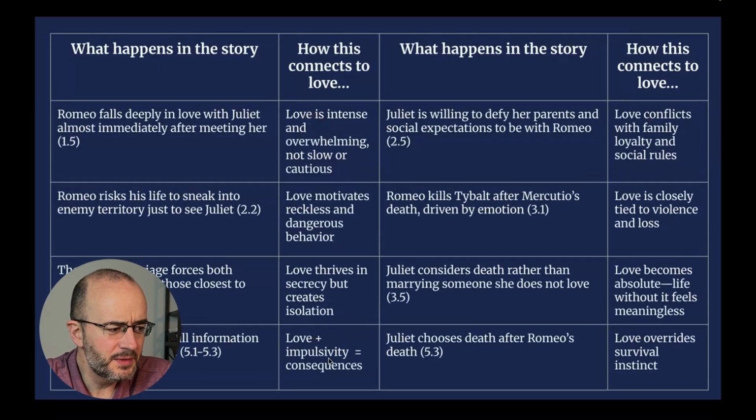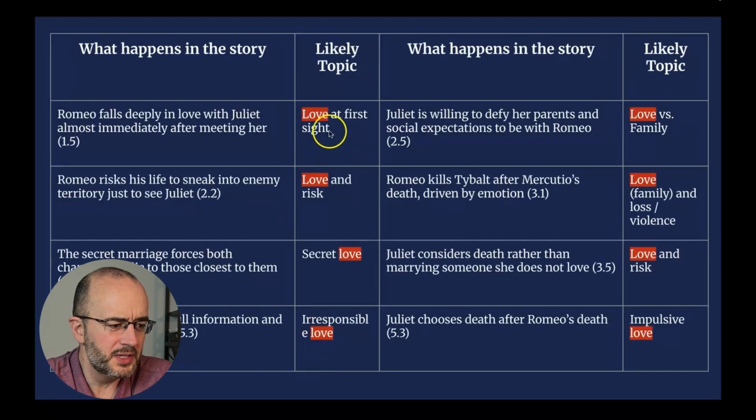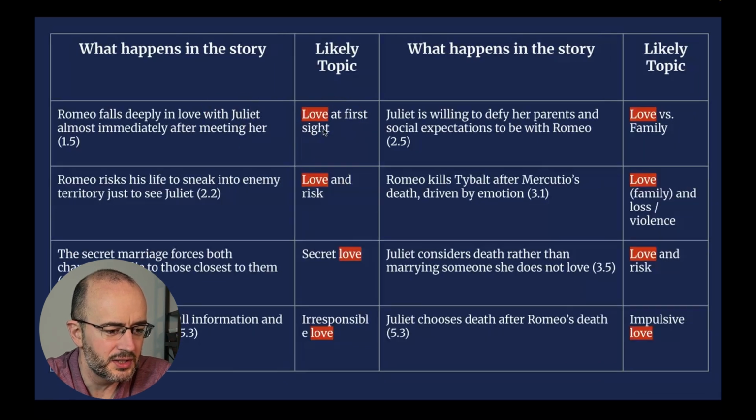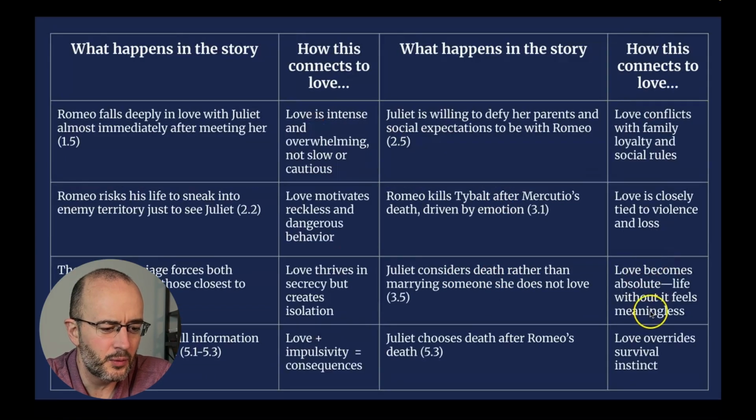And it seems that for each one, I'm going into a little bit more depth. For example, love at first sight. How this connects to love seems to be that love is really intense and overwhelming, not slow and cautious. Or, for example, Juliet considers death rather than marrying someone she doesn't love. I mentioned the likely topic is love and risk, but it's more about love becomes absolute. Life without it might feel meaningless.